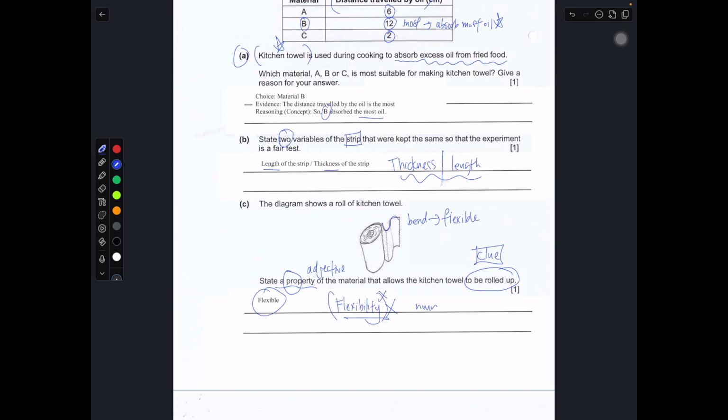And if you want to further confirm, you can check it in this way. The kitchen towel has to be flexibility in order to roll up. Doesn't make sense, right? If you put this, the kitchen towel has to be flexible in order for it to be able to roll up, that sounds more logical. So that's why we will use the word flexible instead of flexibility in this case.